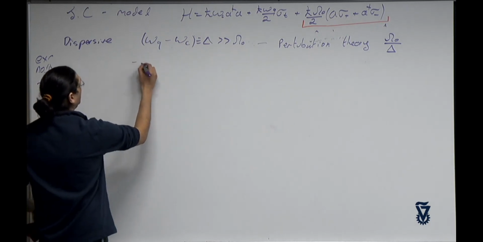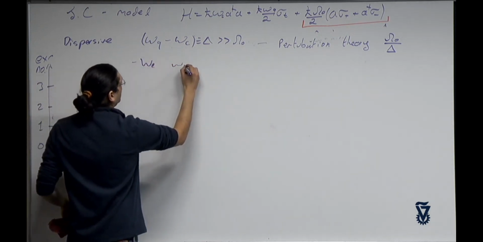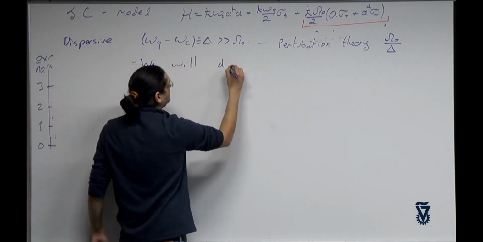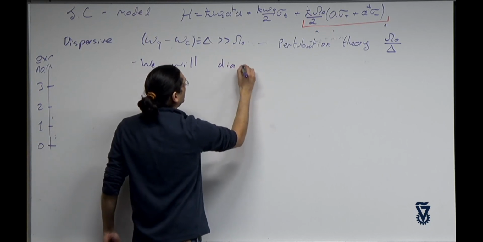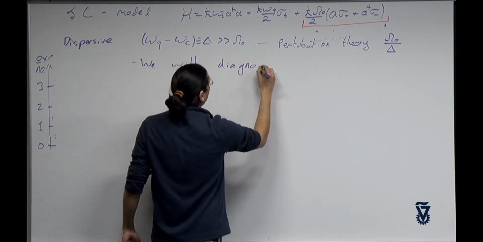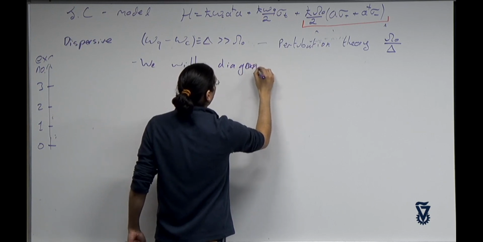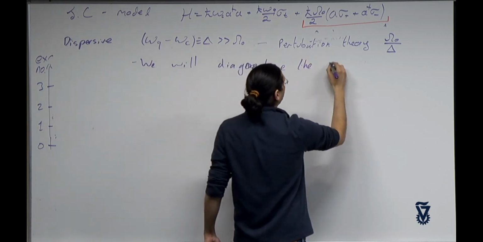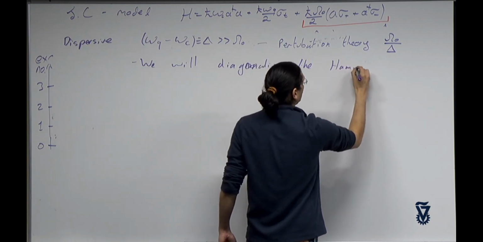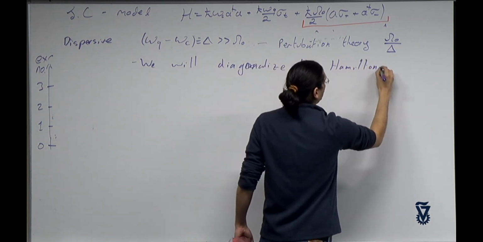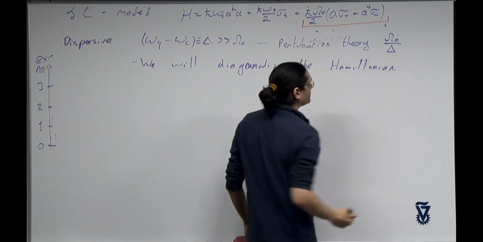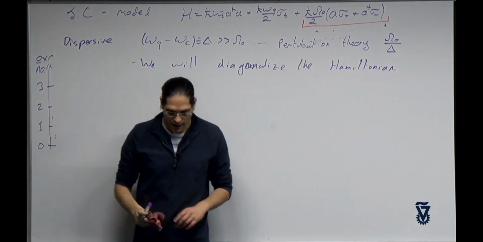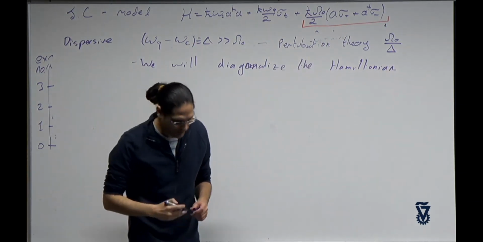So we will diagonalize the Hamiltonian in this limit. Oh, I can see that we're out of time.